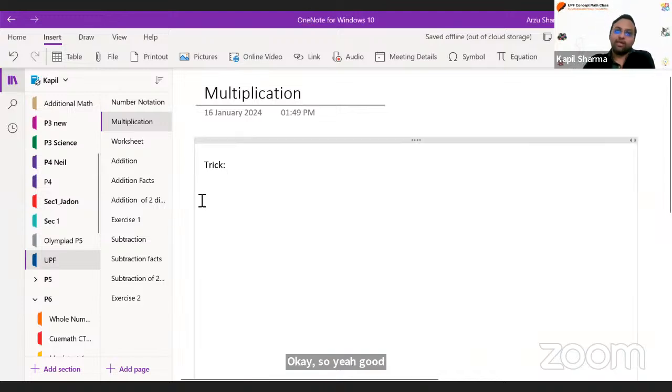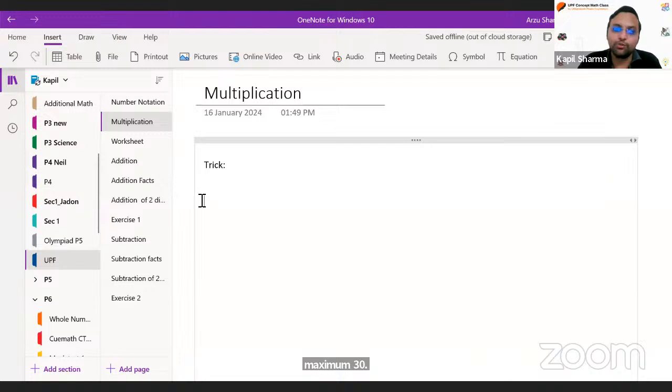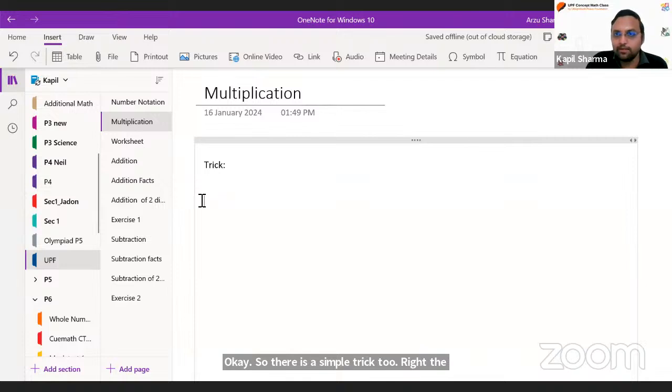So first we'll start with the multiplication trick. As we know, we can hardly memorize the multiplication table of the first 10 numbers or 20 numbers, maximum 30. So there is a simple trick to write the multiplication table of any 2-digit number. So let's start with that.